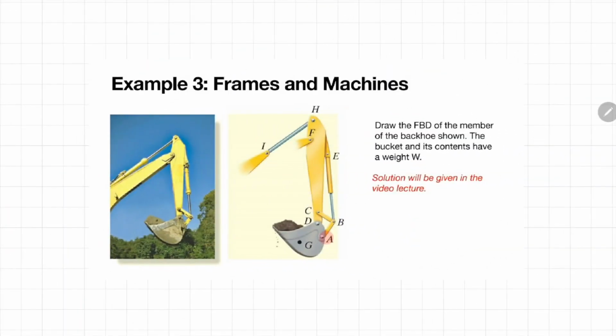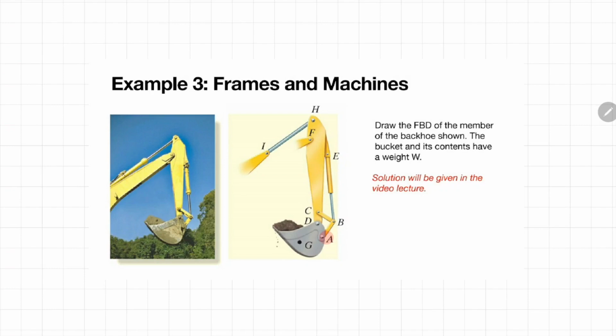Now this example is quite interesting. You are required to draw the free body diagram of the backhoe as shown. The backhoe is more realistic; you see this almost everywhere at construction sites. I just want to give a brief idea on how you can draw the free body diagram of the entire structure of the backhoe, and also some examples on how you can draw the free body diagram of each member.